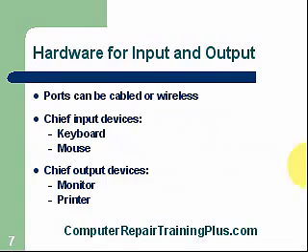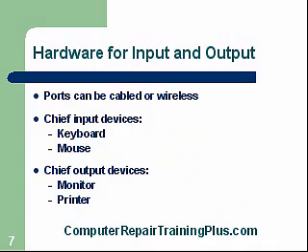Hardware for input and output. Ports can be cabled or wireless. Today we have wireless computers. Very nice convenience to be able to sit out in my living room with a laptop and be able to get on the internet. It used to be I was pretty much in the back of the house, away from the family. Chief input devices, keyboard and mouse, our output devices, the monitor and the printer.